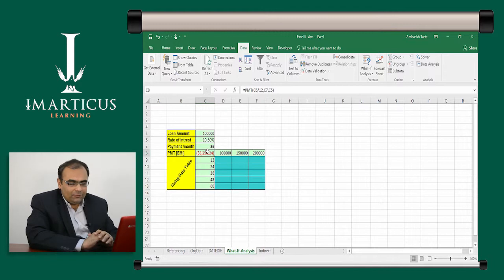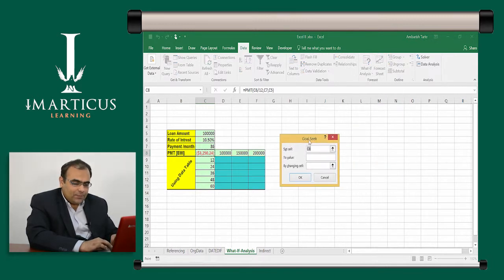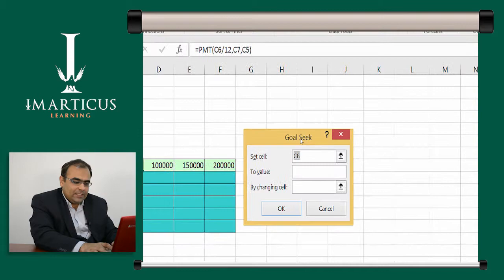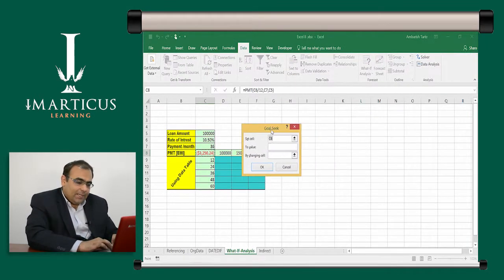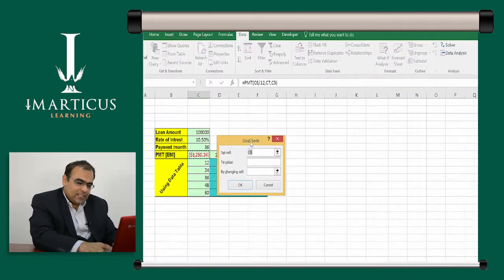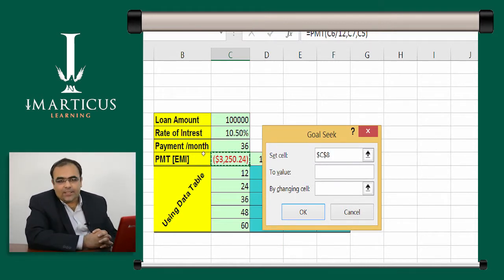First of all, let's keep our cursor in the cell where we've just done the calculation, the PMT function. I go into Data. I click on what-if analysis. I choose goal seek. A small window appears in front of me, which already has the C8 cell selected. I had kept my mouse on the C8 cell first, and hence it shows C8. Even if the cell shows blank, I can always go and select the C8 cell again.